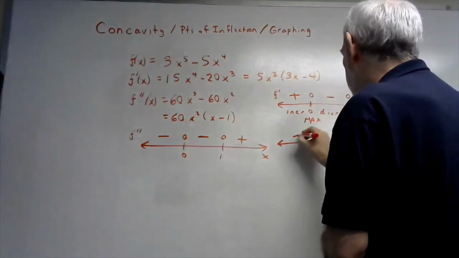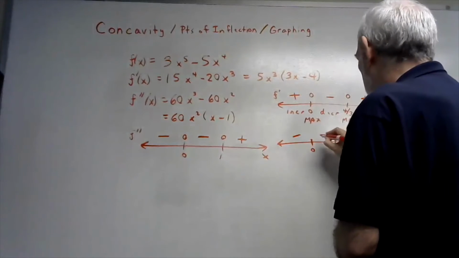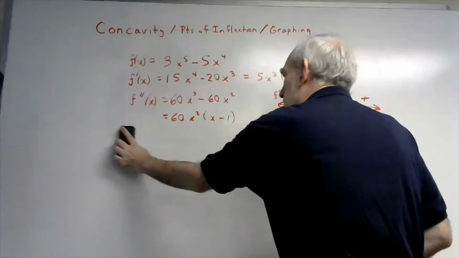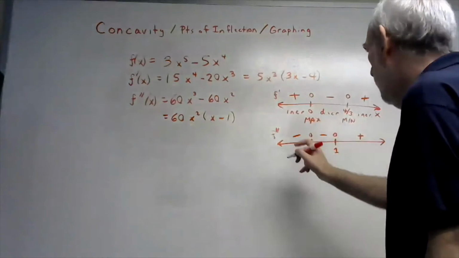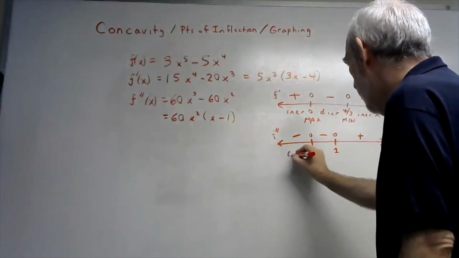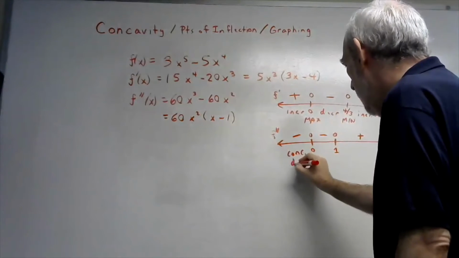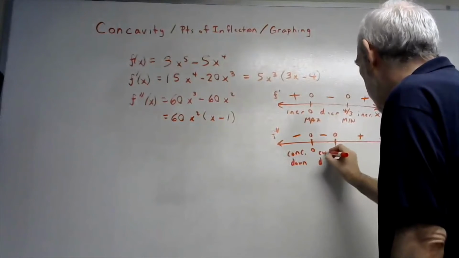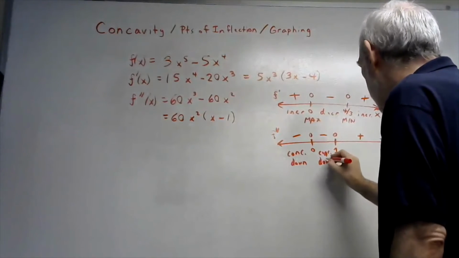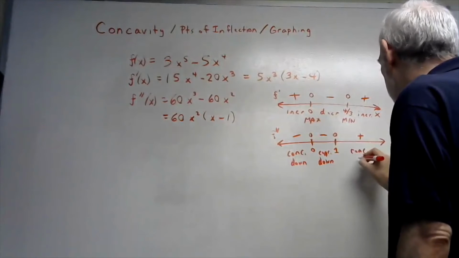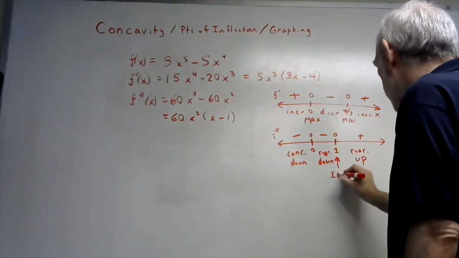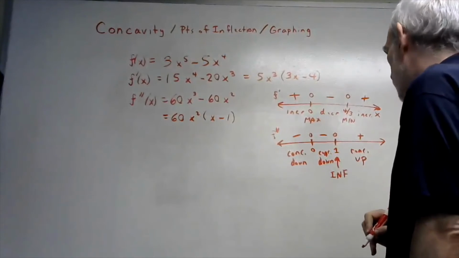And the second derivative is that sign chart. When the second derivative is negative, that means it's concave down, concave down, and concave up, and 1 was our only point of inflection.